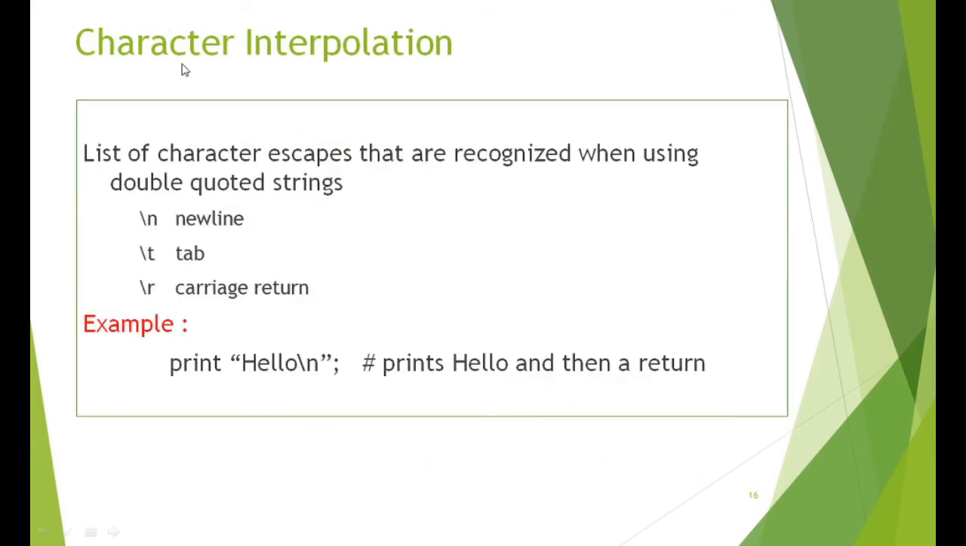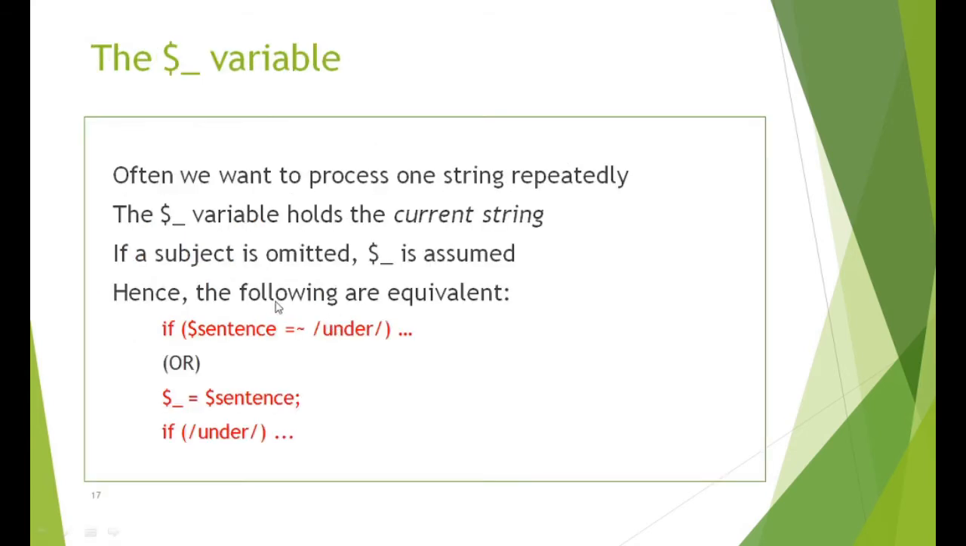Like variable interpolation, we have got character interpolation. You can have \n, \t or \r inside a double quote string. So it will be printed, new line. It will be treated as a new line, tab or carriage return. You have one more interesting variable, $_.